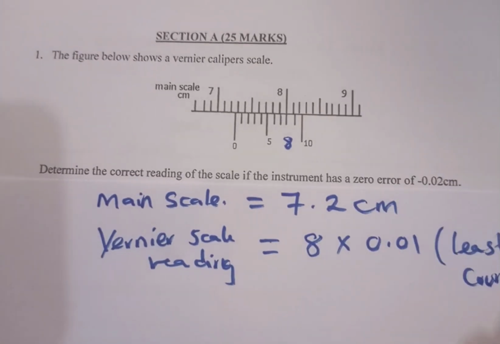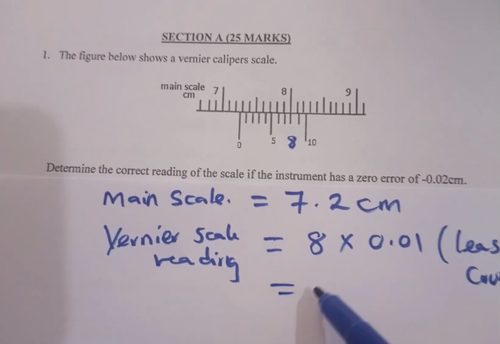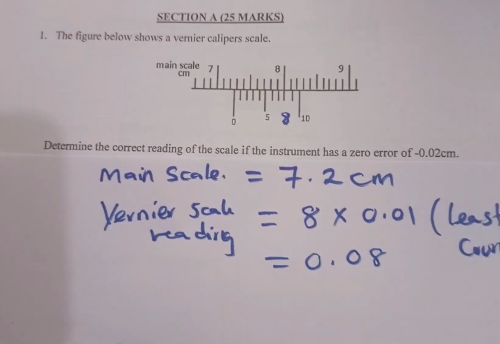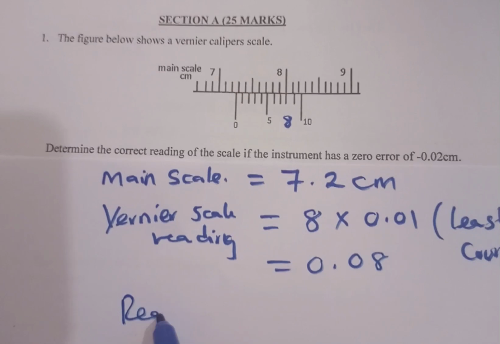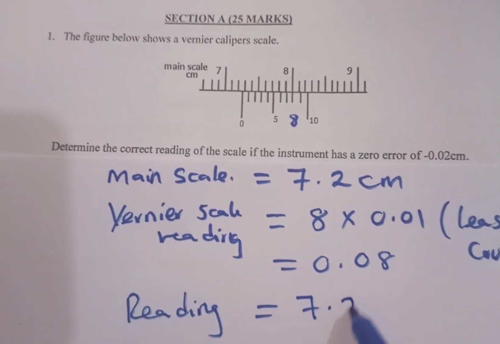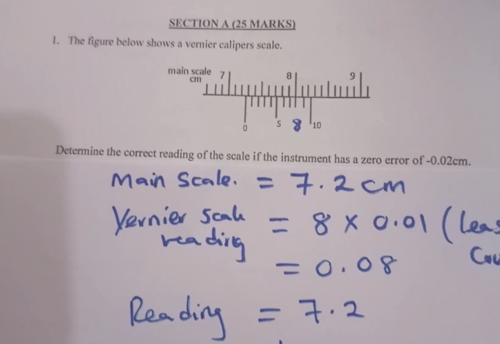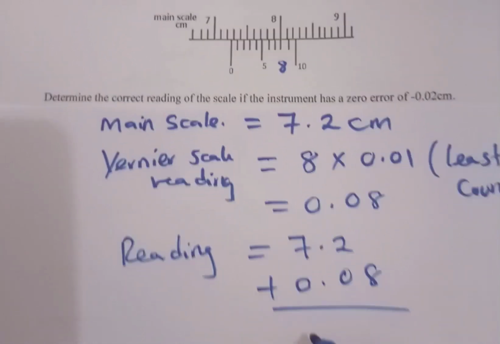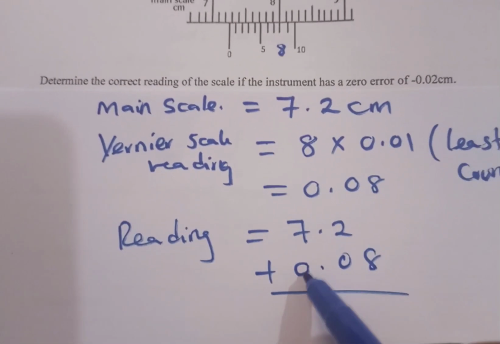And then to obtain the final reading, we now add 7.2 to 0.08. So 7.2 plus 0.08, and then we obtain 7.28.